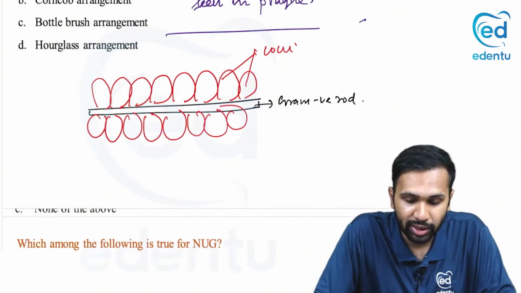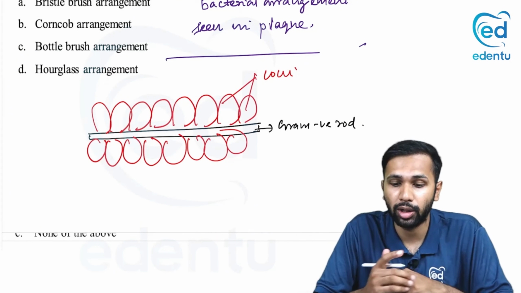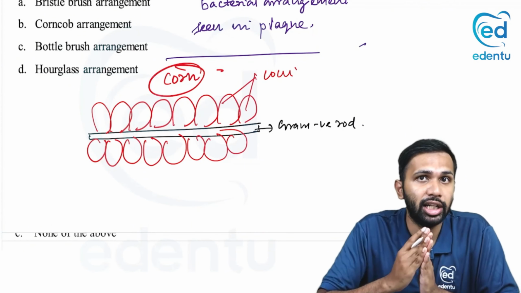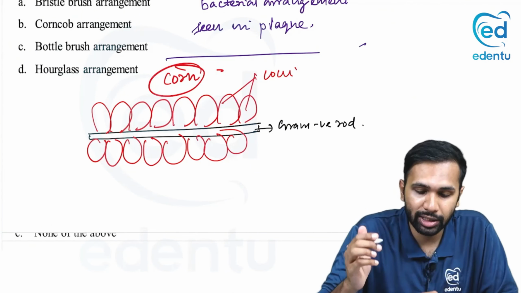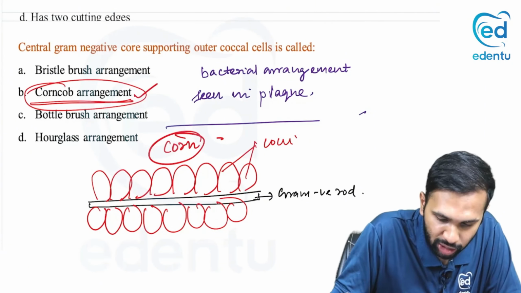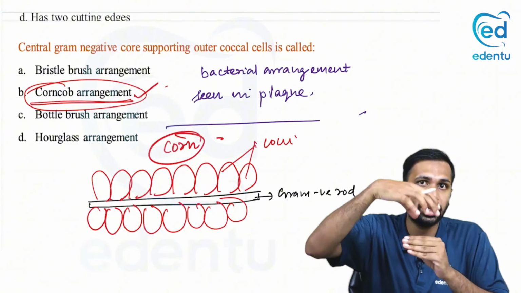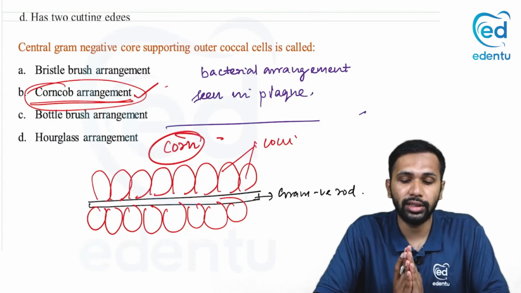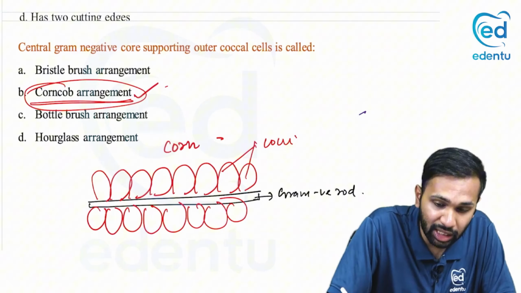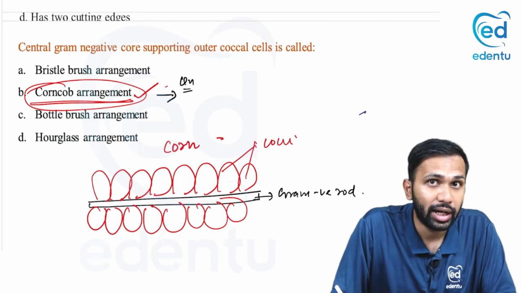And this arrangement resembles, let's say you have the habit of going to the market and eating hot corn, right? This arrangement looks like the arrangement of a corn. That is why it is referred to as corn cob arrangement. A central core of gram-negative rod over which cocci are attached like corn on a central stick. This arrangement is called corn cob arrangement, and this arrangement is characteristically seen. This question has come. Another question that has come is where this corn cob arrangement is characteristically seen.